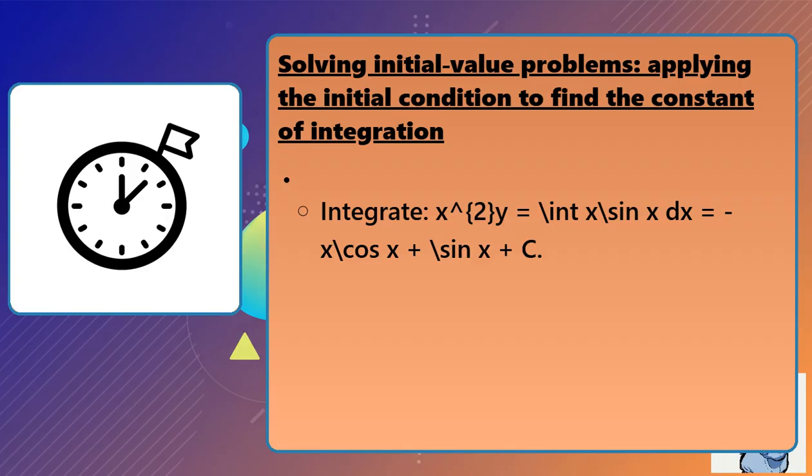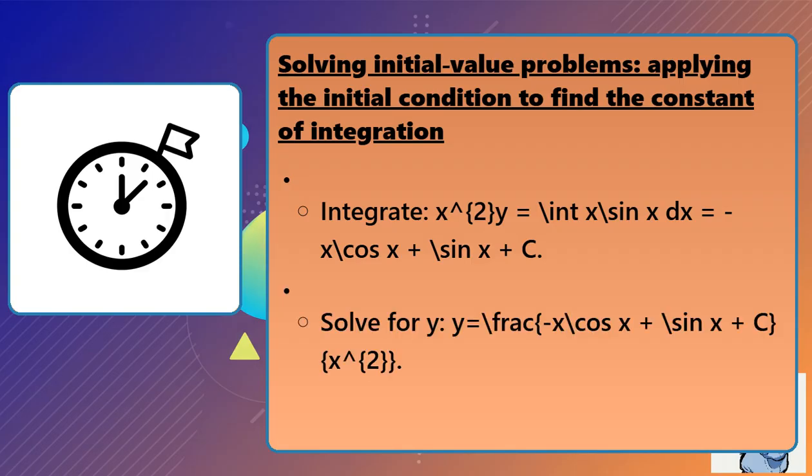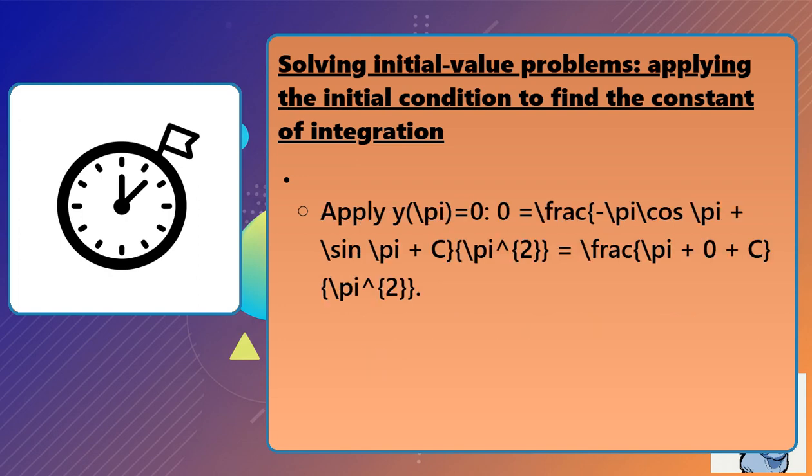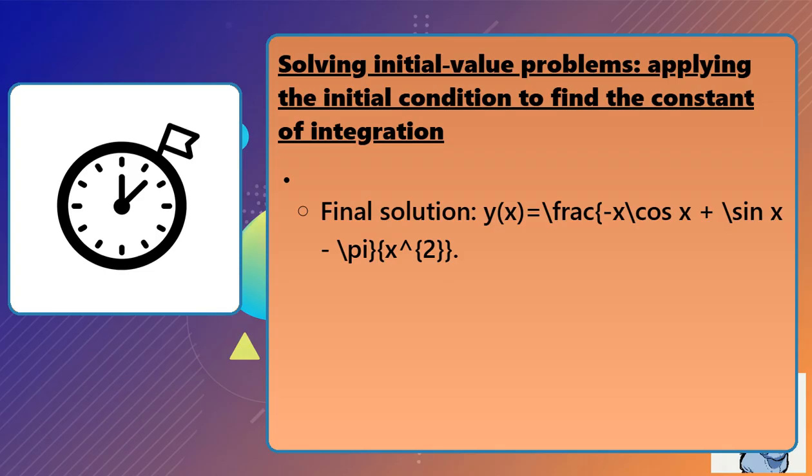Solve for y. y equals open parenthesis negative x cos x plus sin x plus c close parenthesis over x squared. Apply y of pi equals 0. 0 equals open parenthesis negative pi cos pi plus sin pi plus c close parenthesis over pi squared equals open parenthesis pi plus 0 plus c close parenthesis over pi squared. Hence c equals negative pi. Final solution. y of x equals open parenthesis negative x cos x plus sin x minus pi close parenthesis over x squared.